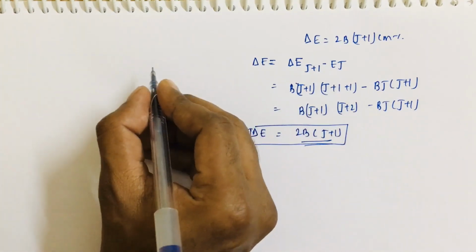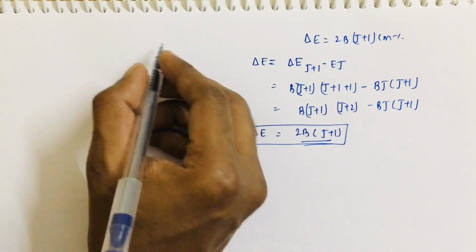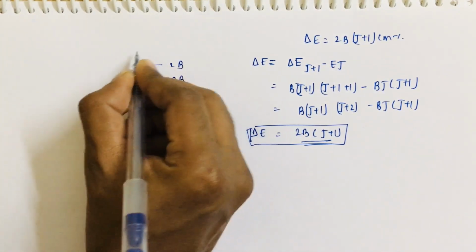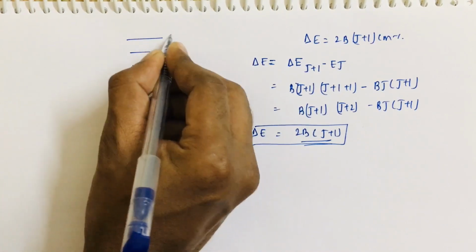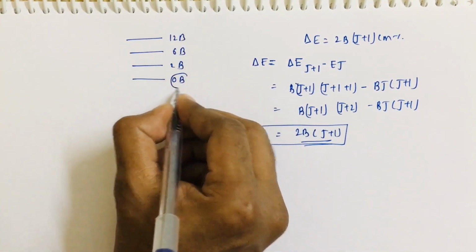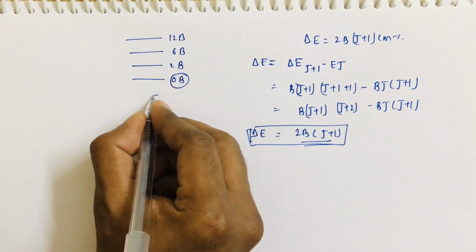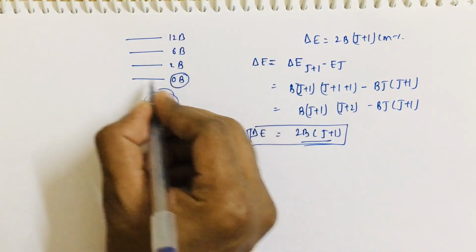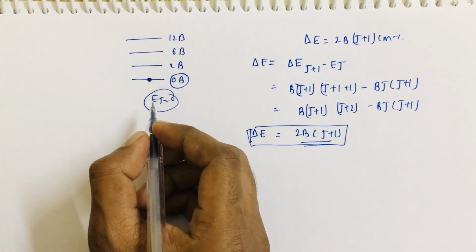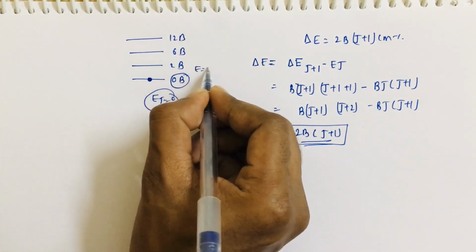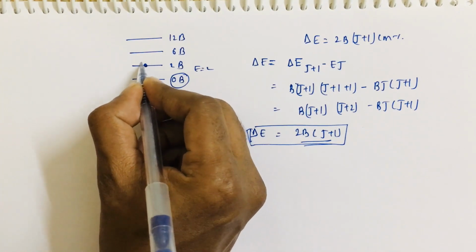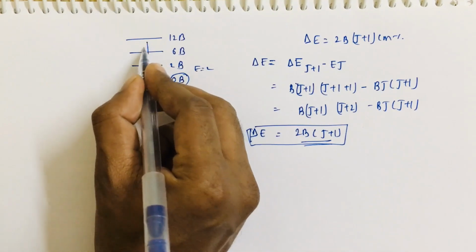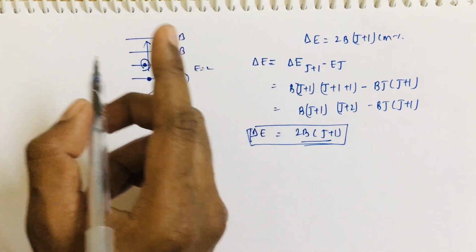And now we know that at these levels 0B, 2B, 6B, 12B, when energy equals 0, in that case the molecule is not rotating. So at this stage the molecule is not rotating, but when E equals 2B at this level, the molecule is rotating but the angle is very small here. As we go to the top, the molecule will rotate faster.